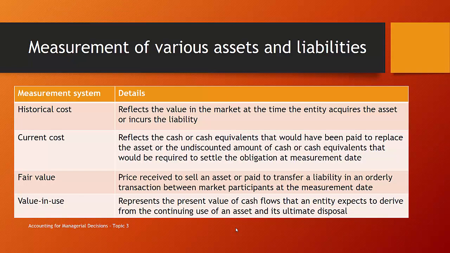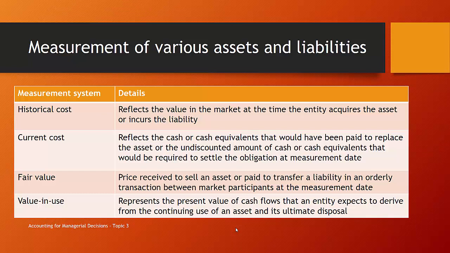So there are four that we'll focus on here. And this is just to be aware that there are different measurement systems. So historical cost just reflects the value in the market at the time that you acquired the asset or you incurred the liability. So if I bought a piece of land 50 years ago for $10,000, the historical cost of that land would still be $10,000 on my books today. Now that doesn't seem that useful for decision making because that land would not be worth $10,000 now.